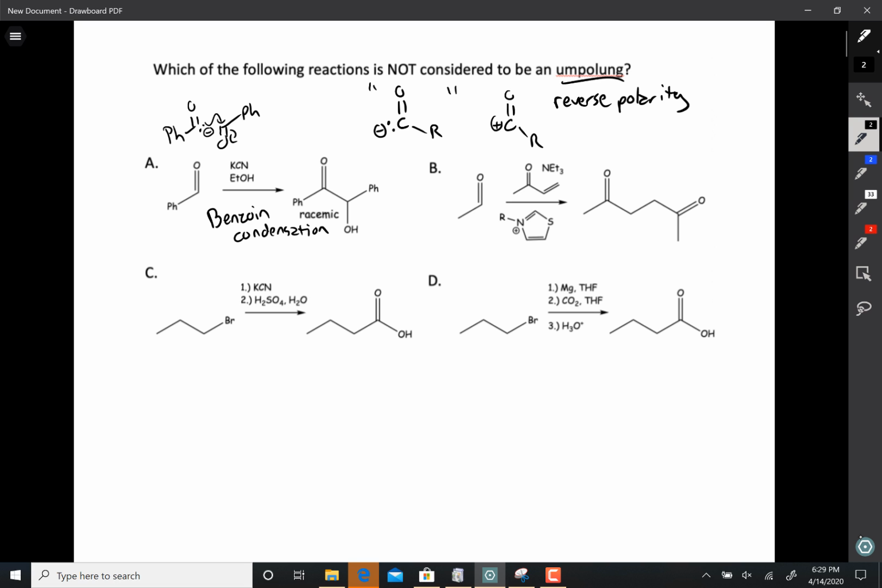B, if we take a look at B, in order for this to work, we would have to change our aldehyde into this nucleophile to add in a Michael fashion to the Michael acceptor to give the 1,4-dicarbonyl. This is an Umpolung reaction called a Stetter reaction.